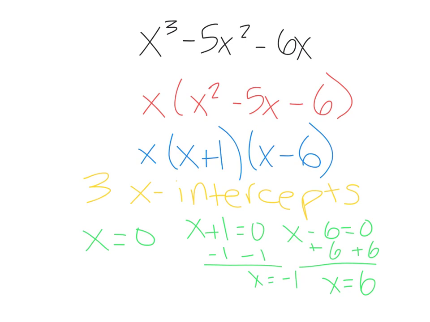Hey guys, today we're going to be talking about polynomial functions. Let's get started. The equation we will be using is x cubed minus 5x squared minus 6x. The first thing you have to do is get it into factored form.